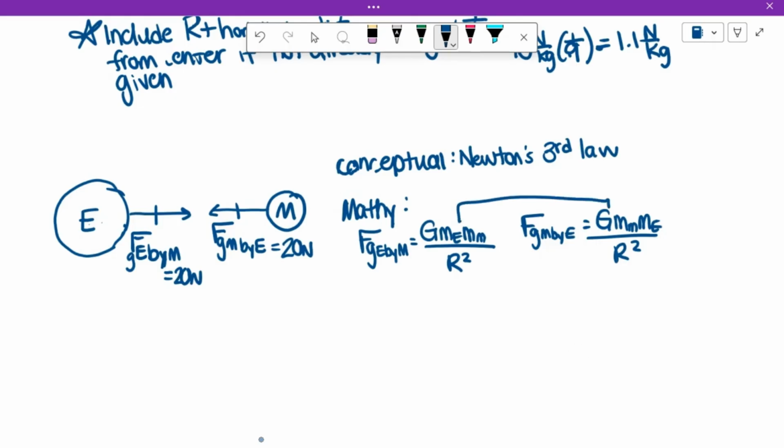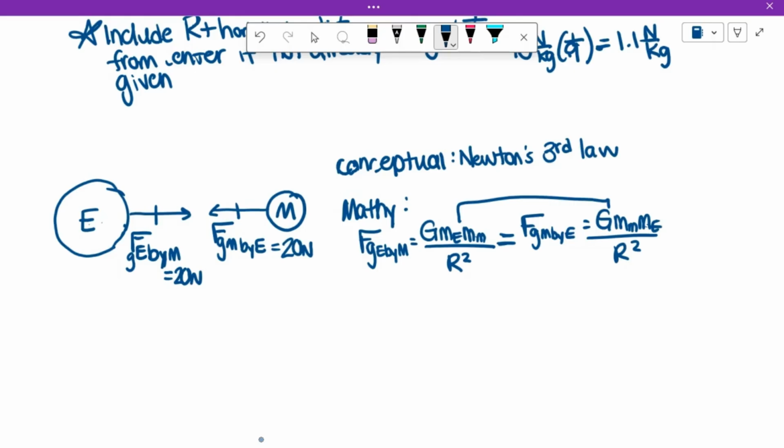These two equations are the exact same thing. The only difference is that the order of the masses is different. But we know from math class that when multiplication occurs, the order doesn't matter, right? That's the commutative property, I think. Order doesn't matter. So these two forces of gravity are completely equal to each other.